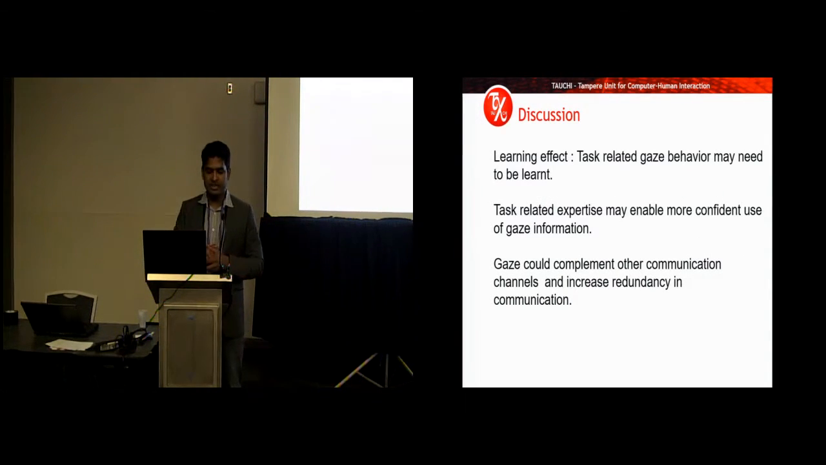There are a couple of other interesting things that we noted. It was also evident from the user comments that there was some learning effect involved. For example, our participants commented that once I saw the previewing video, it was clear how the gaze would behave. So it could indicate that frequent collaborators could learn to use the gaze cue better. And also the task-related expertise may enable more confident use of the gaze information.